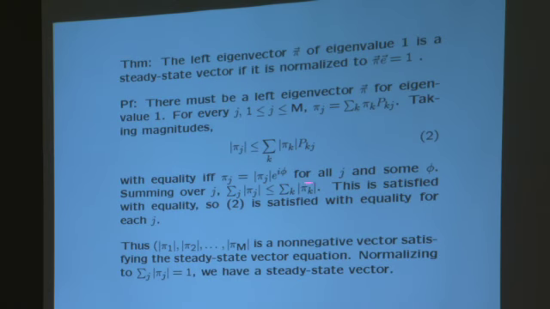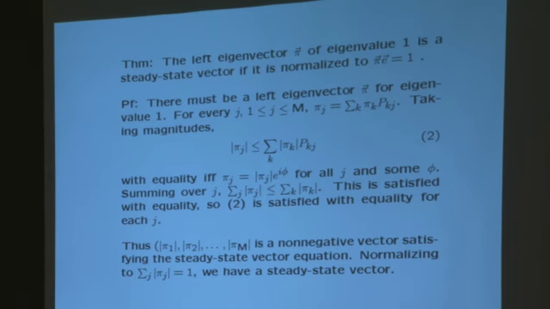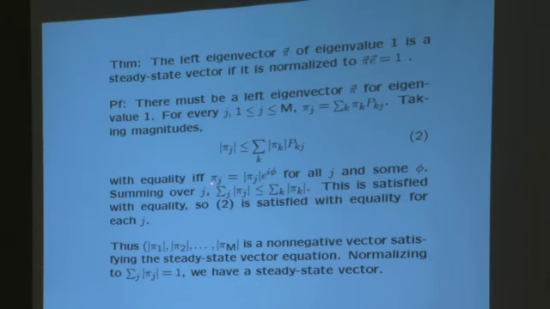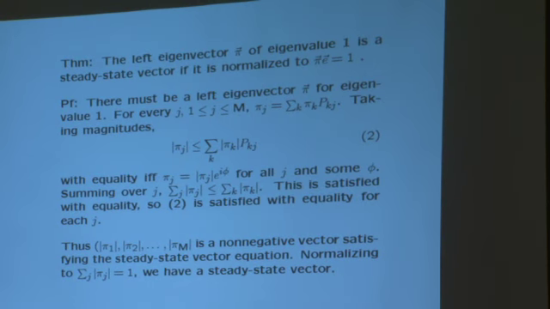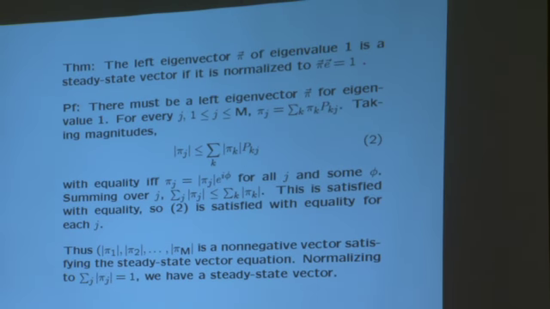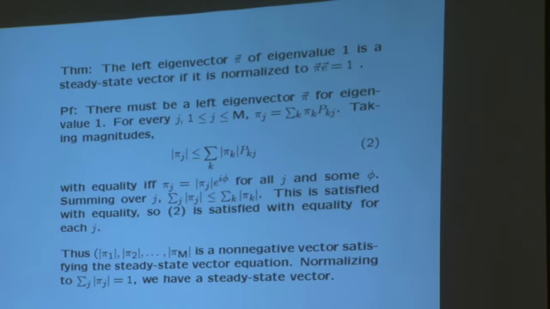And the only way this can be equal to this is if every one of these things is satisfied with equality. If any one of these is satisfied with inequality, then when you add them all up, this will be satisfied with inequality also, which is impossible. So all of these are satisfied with equality, which says that the magnitude of pi sub j, the vector whose elements are the magnitudes of this thing we started with, in fact form a steady state vector if we normalize them to 1. Okay?